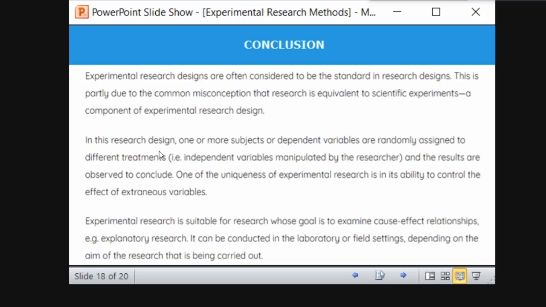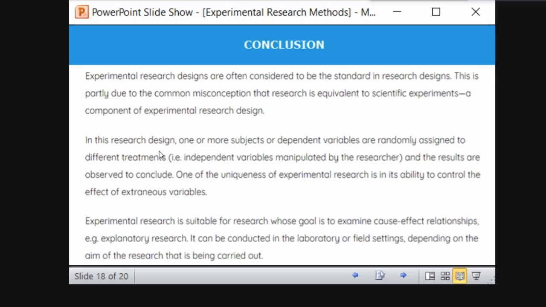So coming to the end part of this experimental research, it is often considered to be the standard in research designs. This is partly due to the common misconception that research is equivalent to scientific experiment. Research is not equal to scientific experiment. It is a systematic procedure to draw an answer to a particular problem. That is the misconception. Research is not a scientific experiment. It is a systematic investigation to find a solution to a particular problem. Experimental research is a part of research. Simple. It is a type of research. So you must understand the difference.